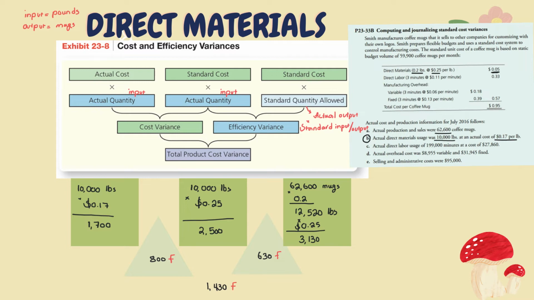So as you can see, if both of them are favorable variances, the total product cost variance will be the total. I'm gonna add them up. If both are favorable, we add them up. If both unfavorable, we add them up. If one is favorable, one is unfavorable, we subtract, and favorable or unfavorable will be based on the greater number.